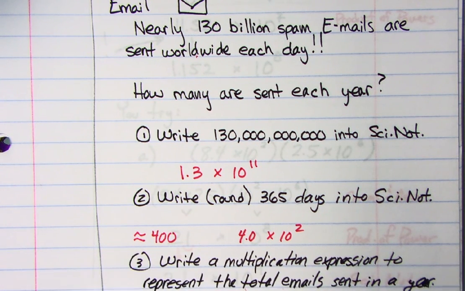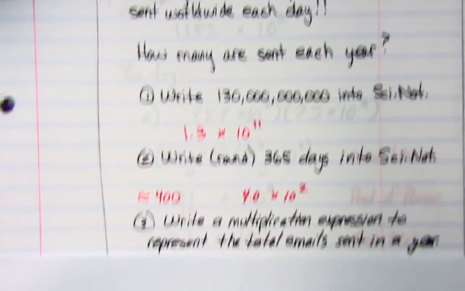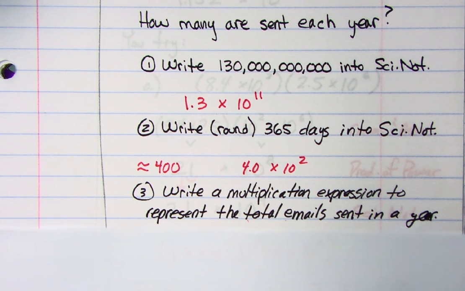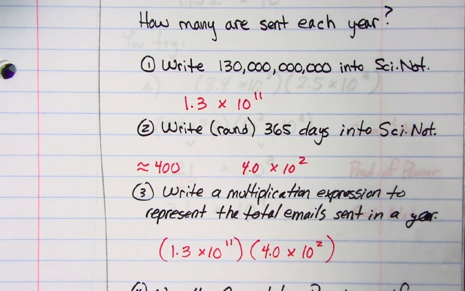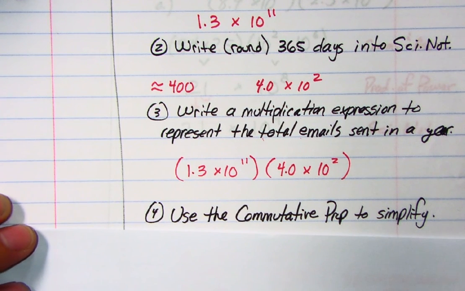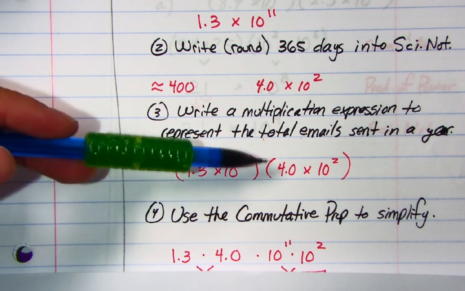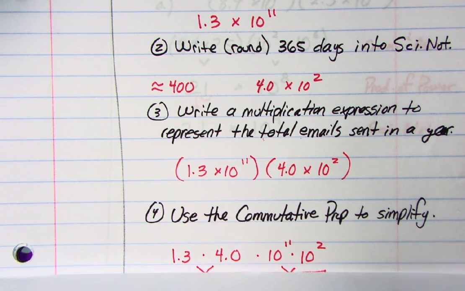How could we write a multiplication expression to represent the total emails sent each year? So I could just multiply those two scientific notation numbers together, just like that. Lastly, I want you to use the commutative property to simplify. Here we go. So commutative property says, look, I can multiply the 1.3 and the 4.0 together first, and then multiply the powers of 10 next. And that's what I showed you here.